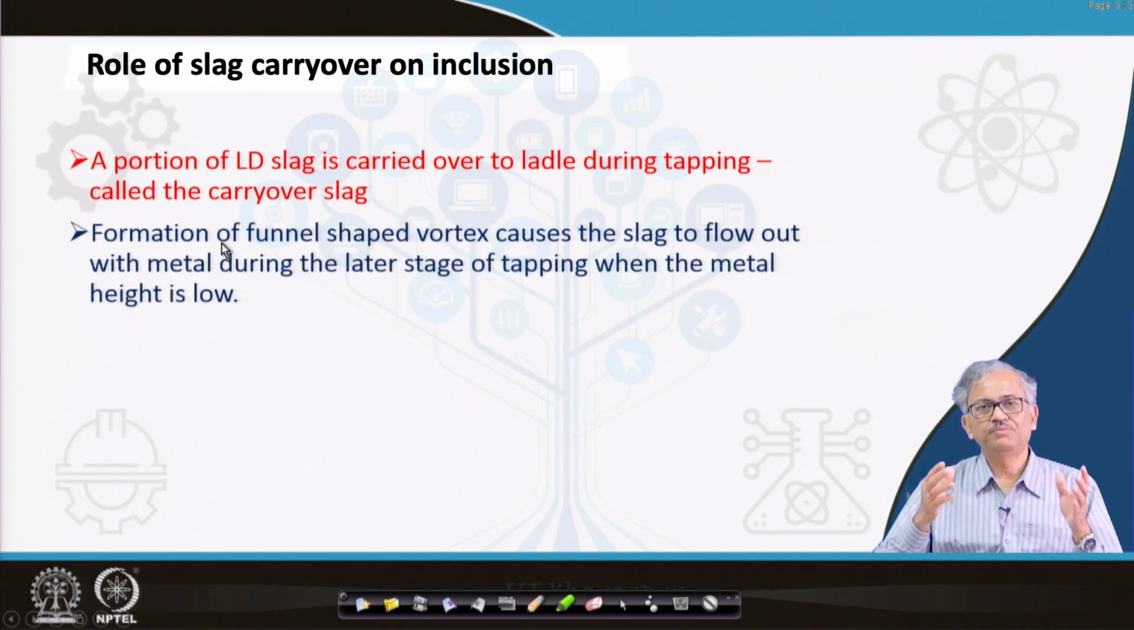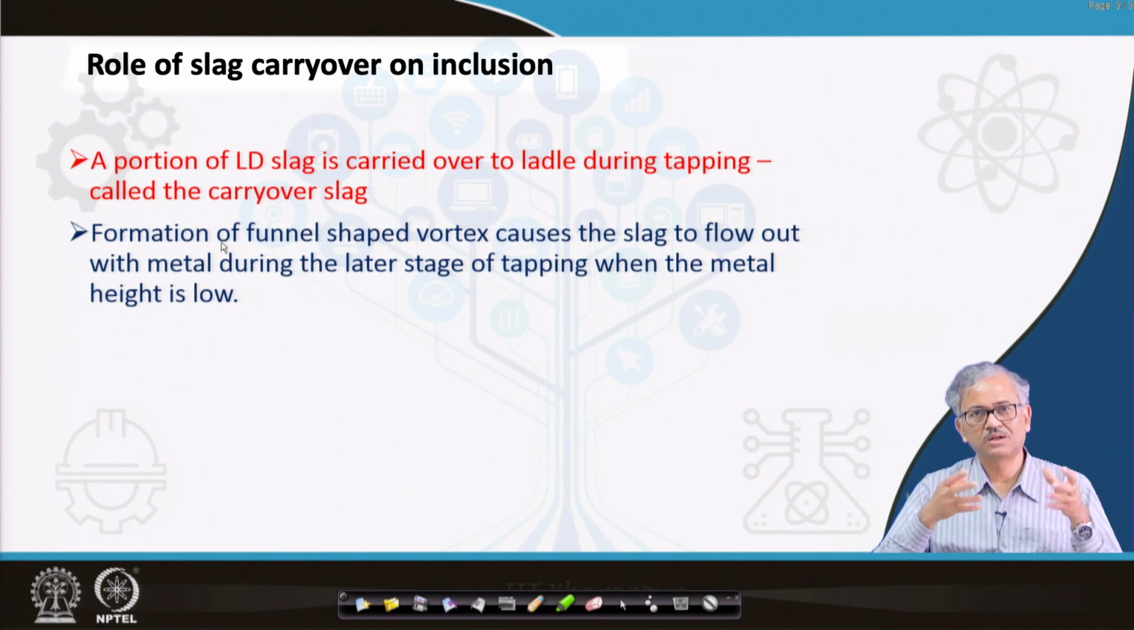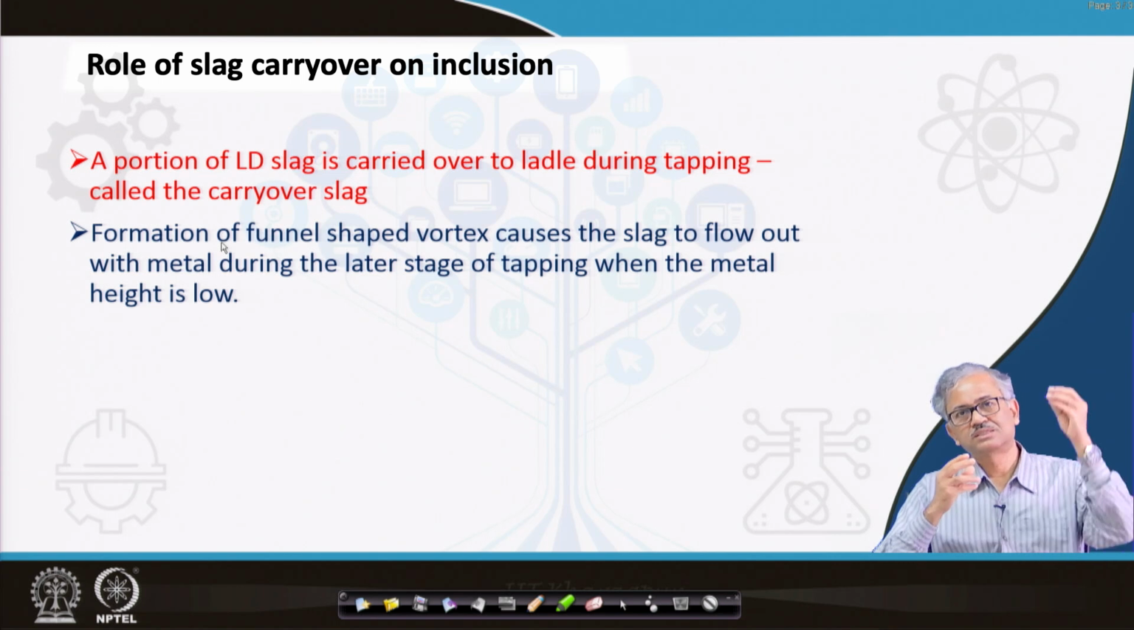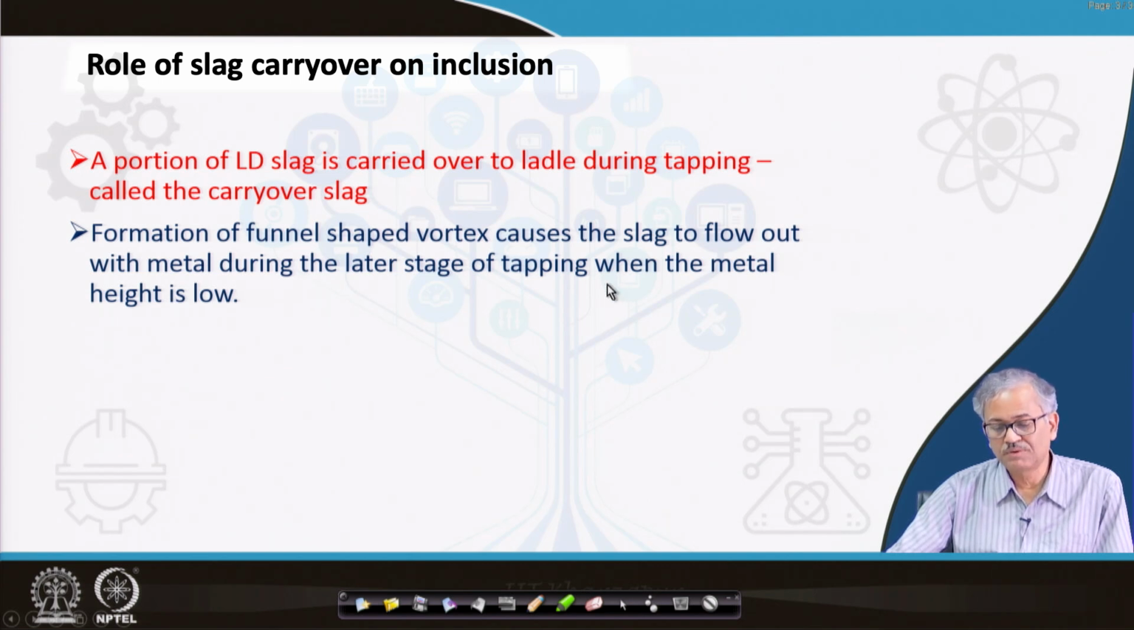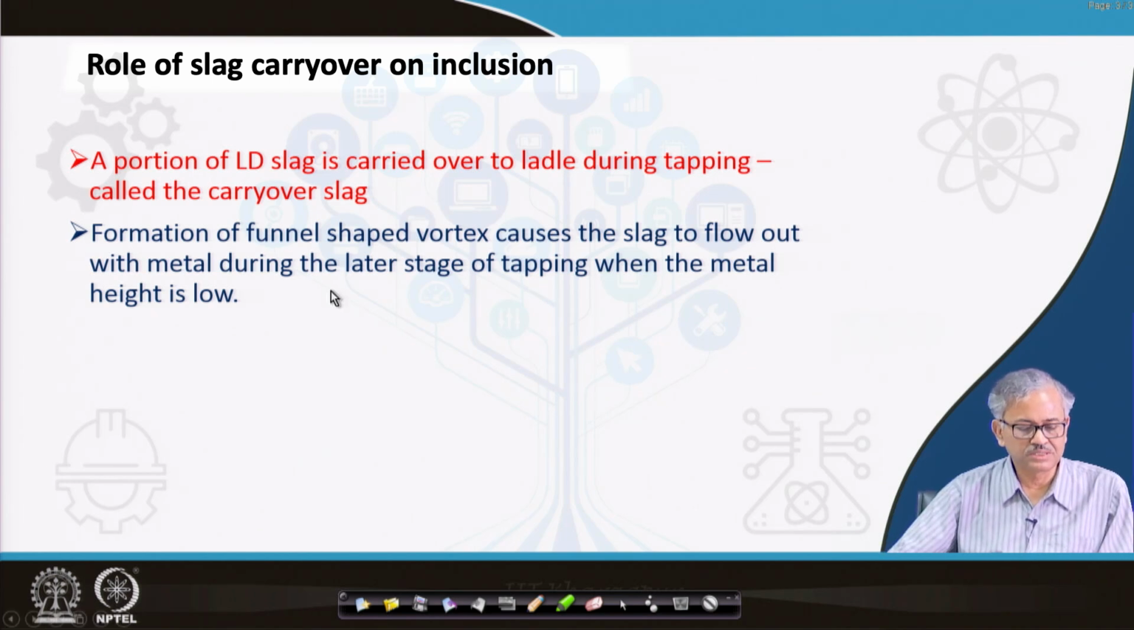It is usually formed because of funnel shaped vortex formation. It is our everyday experience in the kitchen. If you pour some water, at the end when the liquid height becomes less, there is a piercing sound and a vortex is formed, and the liquid moves through the vortex. The vortex has a very strong drag force, so the slag can also be dragged along with the metal to the sink. The formation of the funnel shaped vortex causes the slag to flow out with the metal during the latter stage of tapping when the metal height is low. It is our common experience from the kitchen sink.